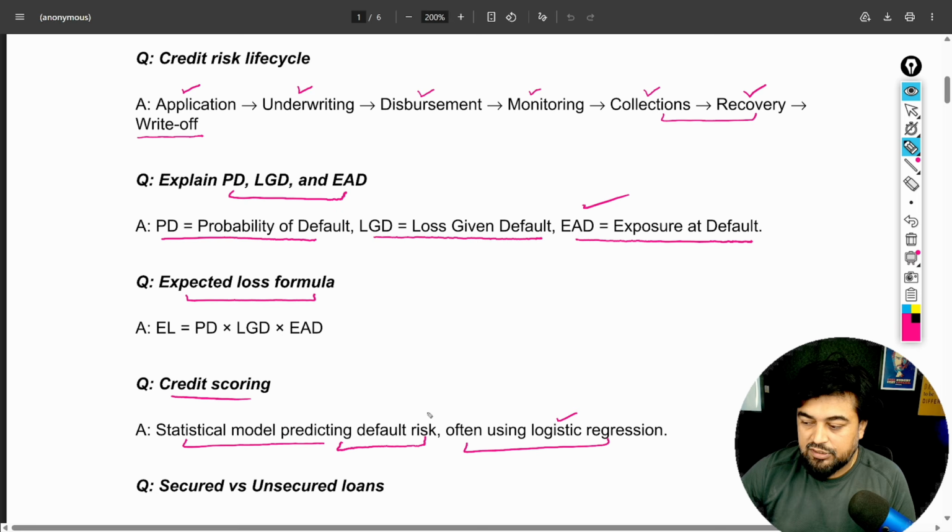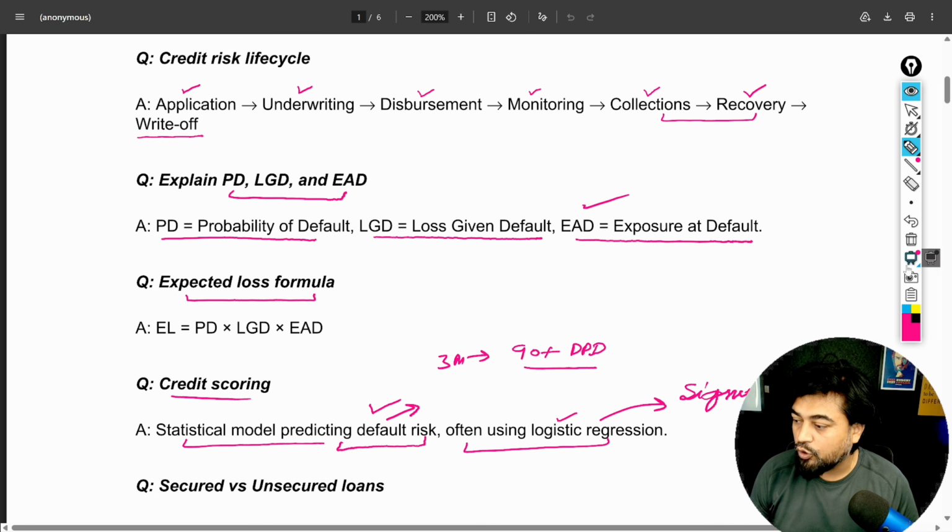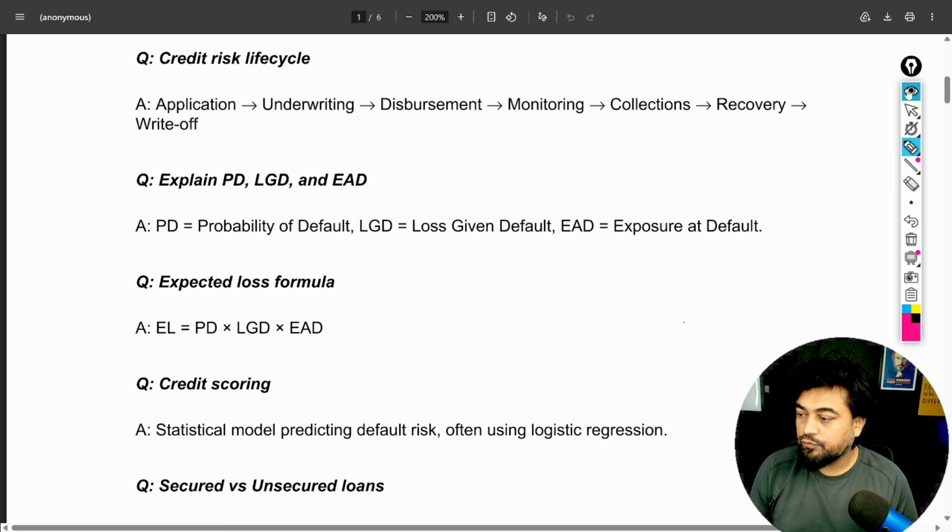Now, what is default risk? Default risk means a customer took the loan and is not paying EMI for 3 continuous months. After 90 days, we call this customer 90 plus DPD. DPD stands for days past due. So after 90 plus DPD, the customer is converted into default risk. This is pretty much useful. In logistic regression, just remember one thing: the sigmoid function is the core aspect of this. Let's move forward with the further question.